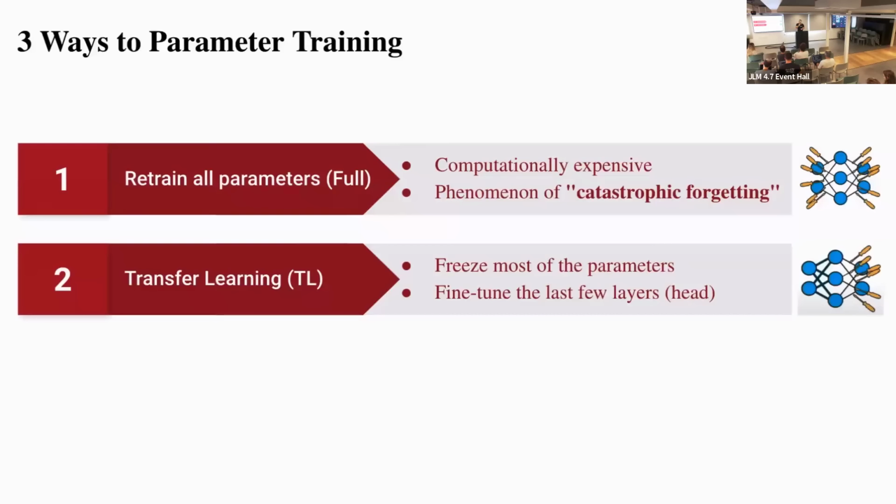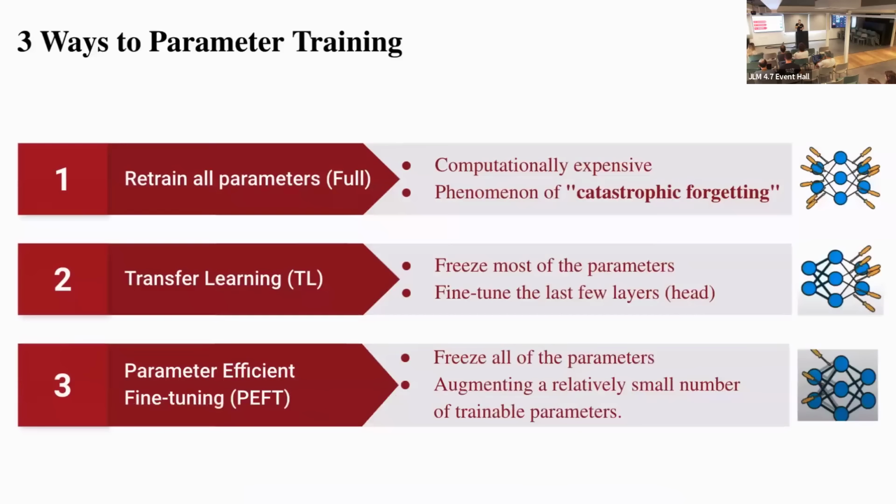The second option is transfer learning, where you freeze most of the parameters and fine-tune only parameters from the last layers. So in this option, you train only a subset of the parameters. The third option is parameter-efficient fine-tuning, or PEFT for short. In this category, there is a very famous method called LoRA that we will explore soon. In this method, we freeze all of the parameters, and we only augment a relatively small amount of trainable parameters.